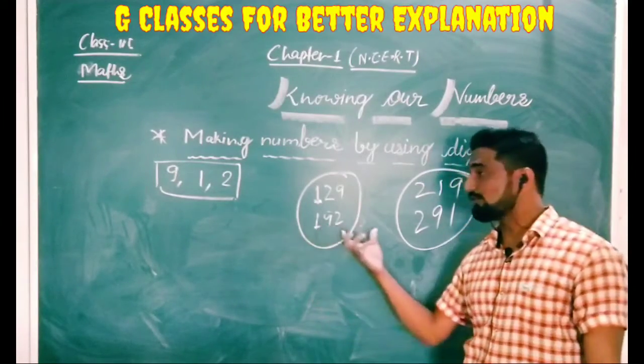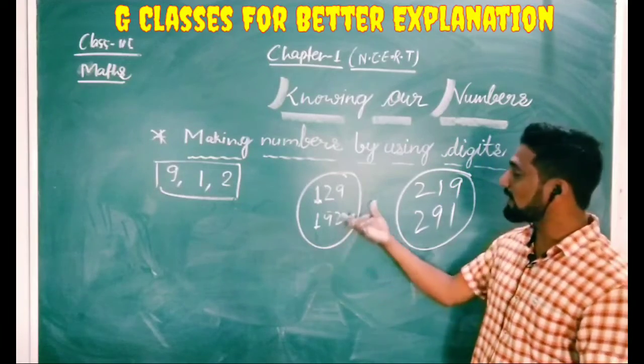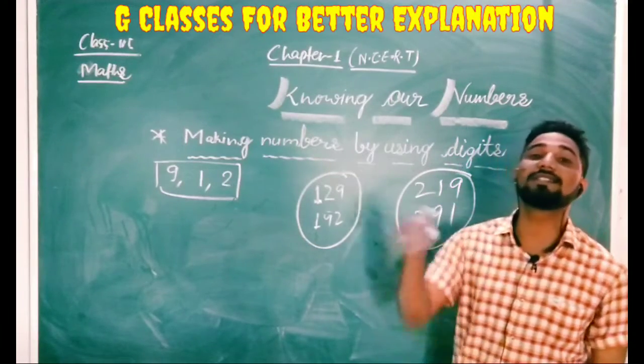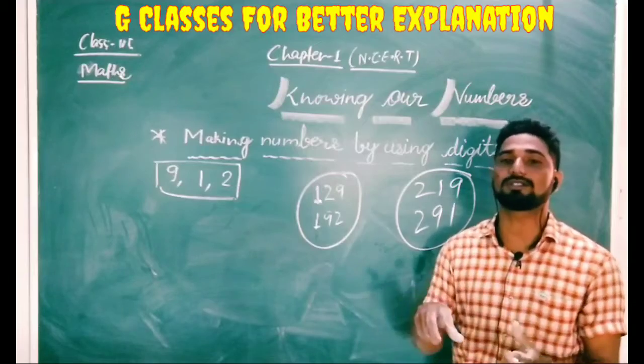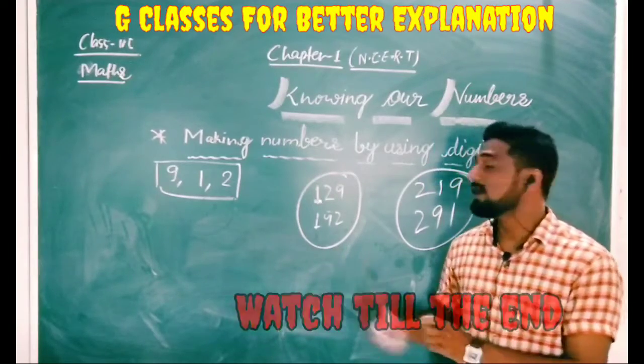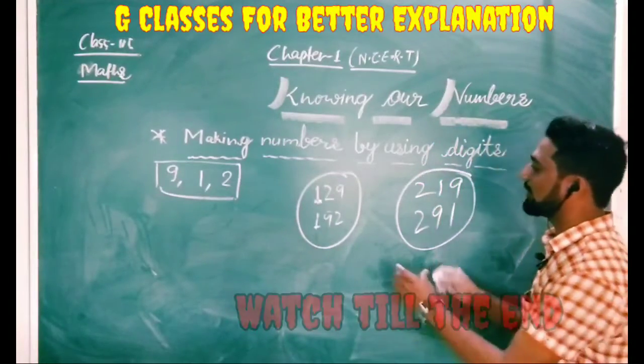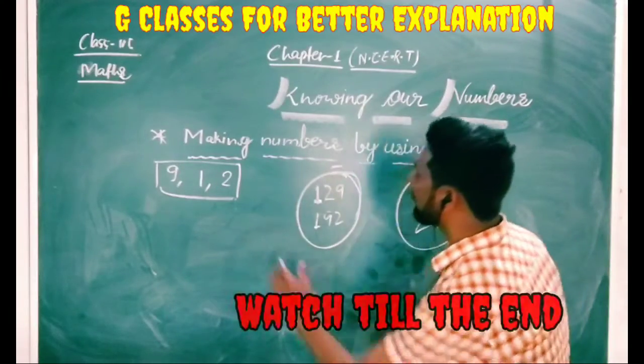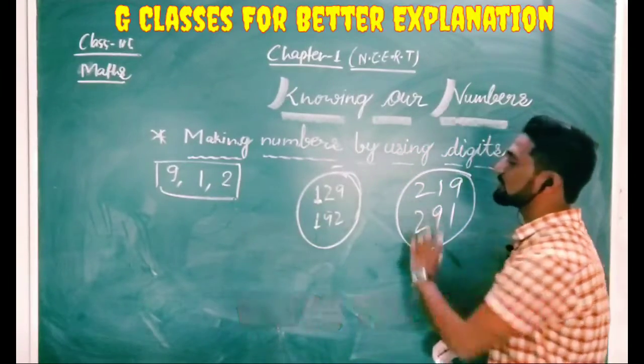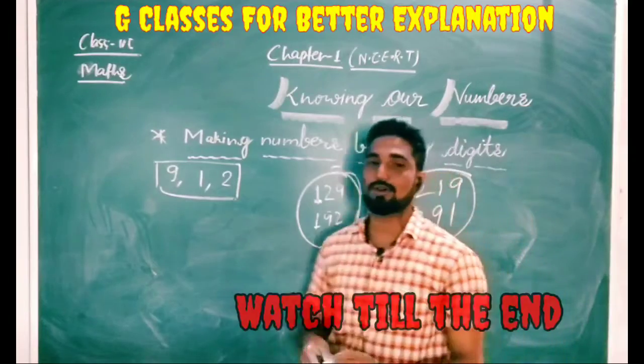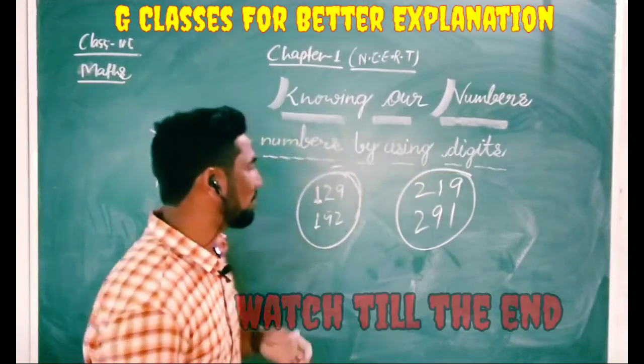You must be watching: till now I have got 4 numbers. These are all different numbers, but the digits are the same. This is what I find attractive. So 4 numbers I have already made. Now I will check further: can we make more numbers?